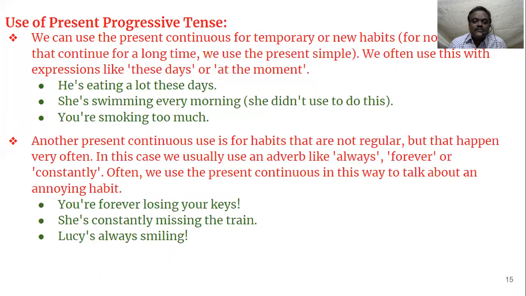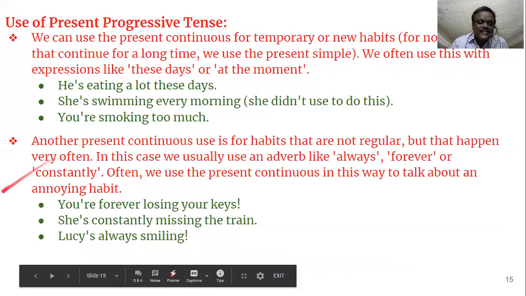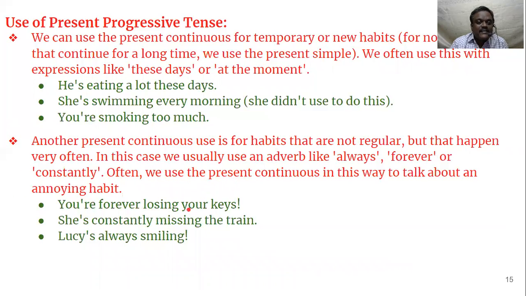Another present continuous tense use is for habits that are not regular but that happen very often. In this case, we usually use an adverb like always, forever, constantly. Often we use the present continuous in this way to talk about an annoying habit. I told you it's a complaint. You got annoyed seeing that happening, so you complain about it, to the speaker only. You're going to say that she is doing like that. She is always complaining, she's always washing, she's always sweeping, she's always cleaning the dishes.